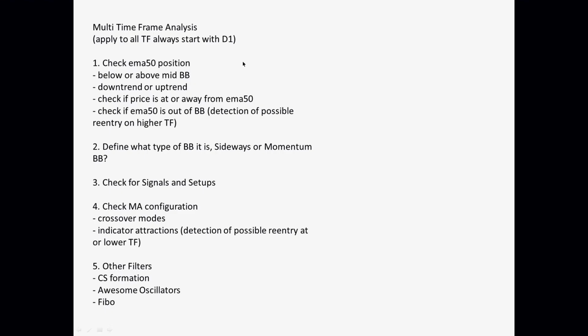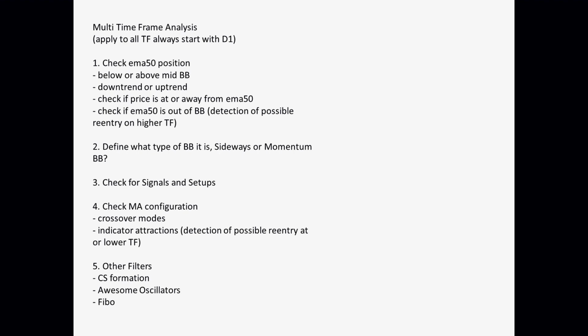I use this multi-time frame analysis on all time frames, but before we go to the different time frames, I designed it so that we use the daily as our starting point, so we know where we should be looking after that. For example, we use daily for EU, and we need to check where the MA50's position is. Is it below or above mid BB? Because that will dictate the trend on the lower time frame, so it can be either downtrend or uptrend.